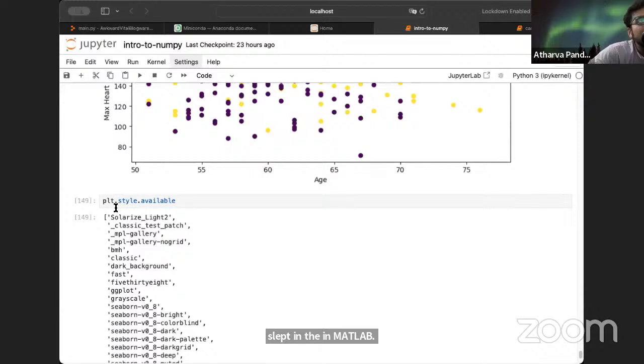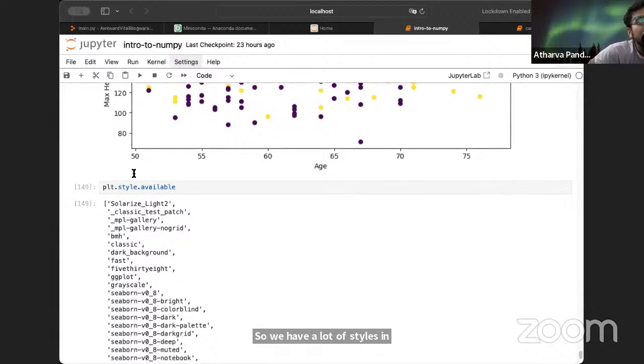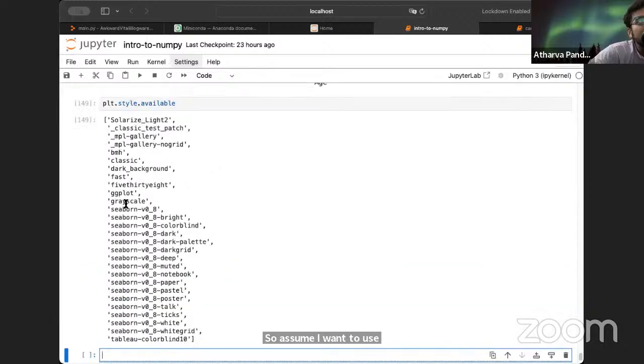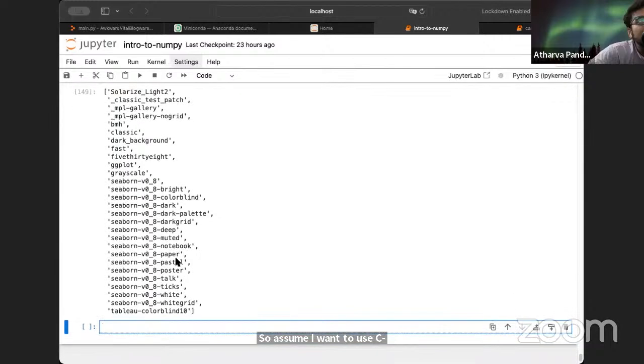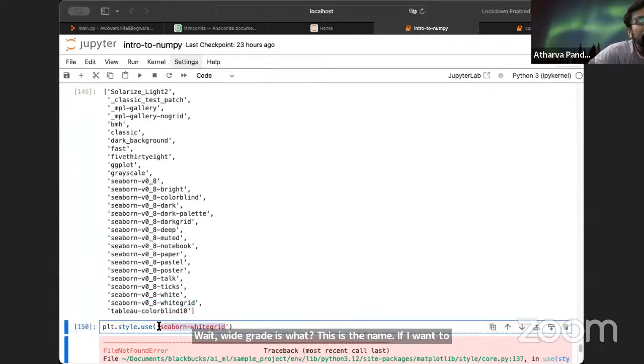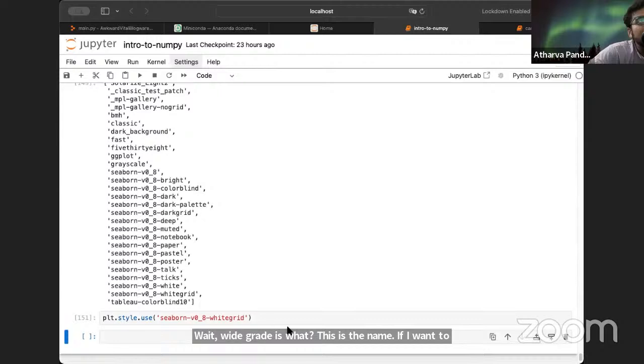We have a lot of styles in Matplotlib, and as you can see, there are so many styles that we can choose from. So assume I want to use Seaborn. If I want to use Seaborn whitegrid, wait, whitegrid is what? This is the name. If I want to use this one, I can use this style as such.